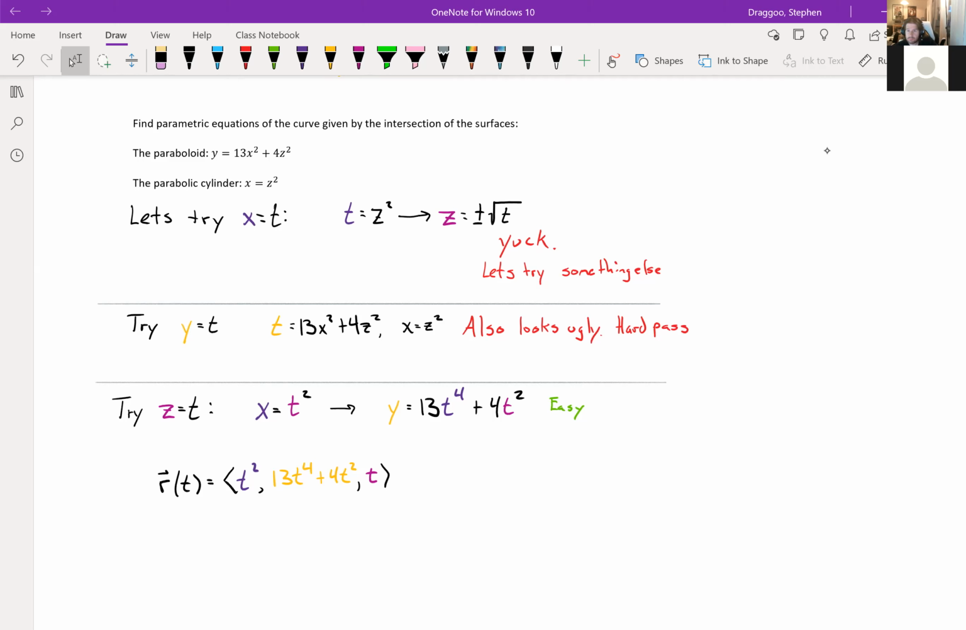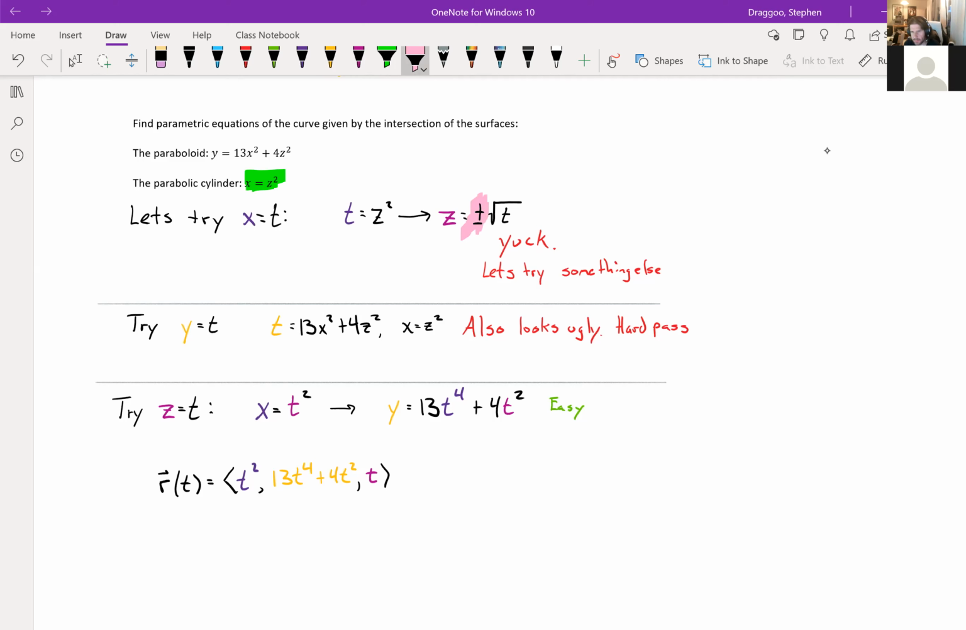So if I do that, I'm just trying x equals t because it seems like the easiest parameterization to work with. I run into a bit of a problem right away because I end up with the equation t equals z squared. So notice I'm just going to this equation right here, x equals z squared, plugging in t for x, and ending up getting that z has got to be plus or minus the square root of t. It's undesirable for a few reasons. Just defining it as the square root of a parameter right away, not great. But the thing I'm really concerned about is that plus or minus right there.